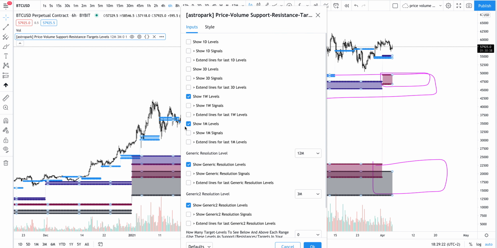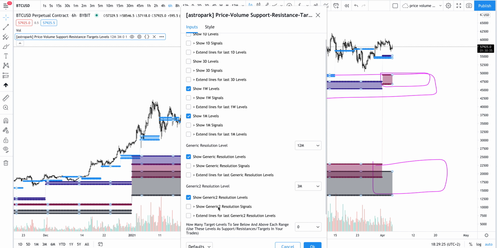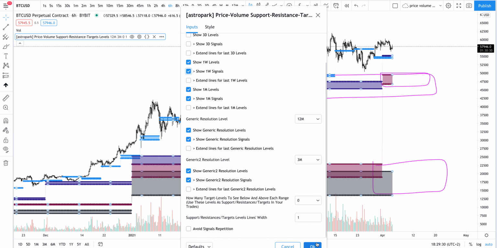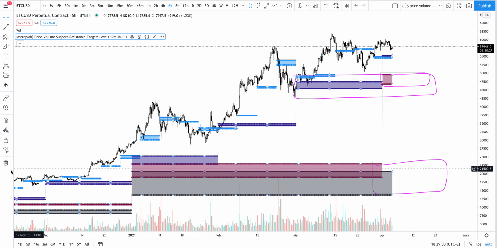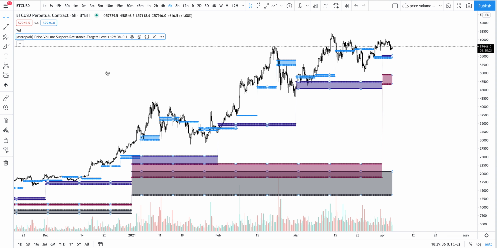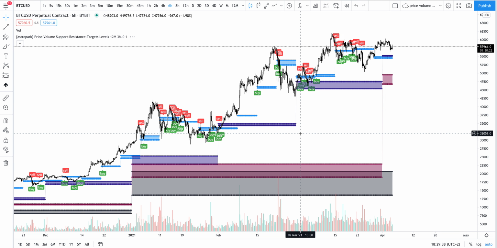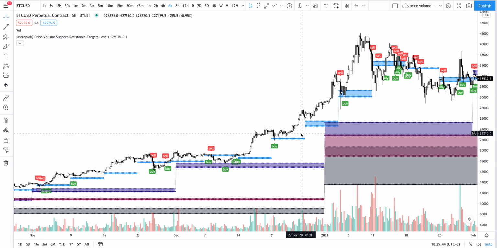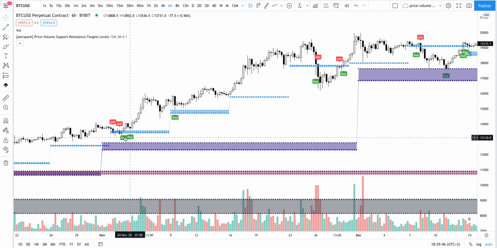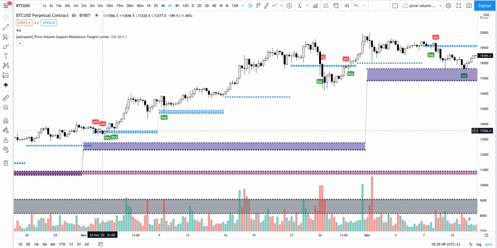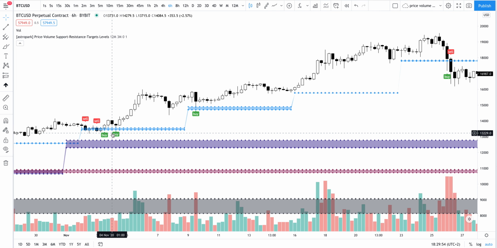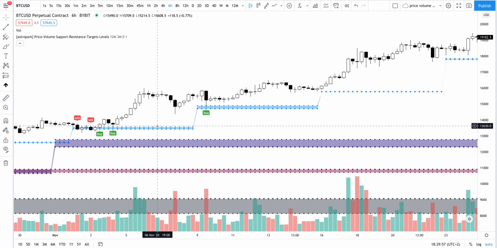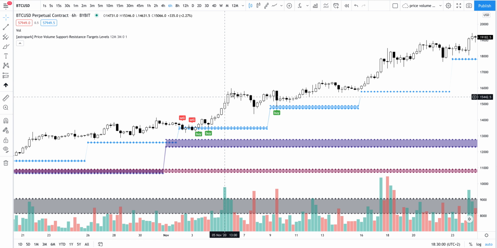So let's switch on some signals. For example, let's suppose we want to see all the possible signals here. Let's see what we get. Okay, so for example, starting here we have the weekly zone broken, but then it's broken up, so the indicator suggests to buy, and it's correct.